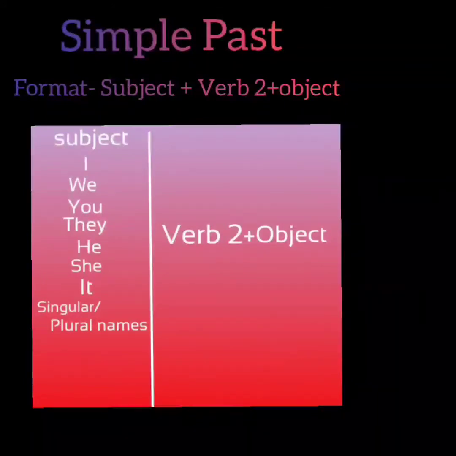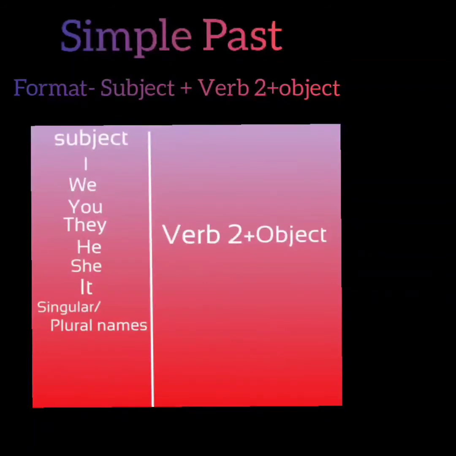Okay. So what we have learned in our simple present, do not forget to learn the format. Simple present, the format is subject plus verb 1, S or ES form or base form, plus object. S or ES form we are using for he, she, it and singular names. In simple present I am telling, S or ES is used for what?